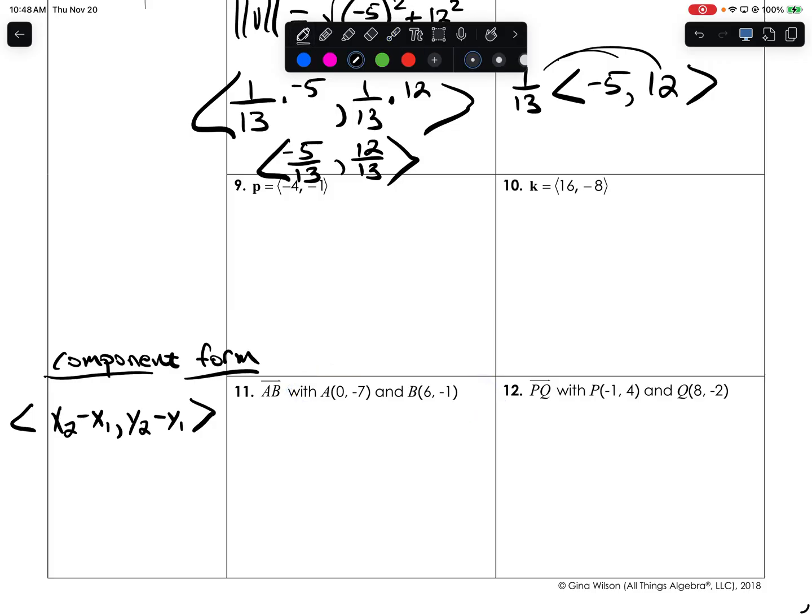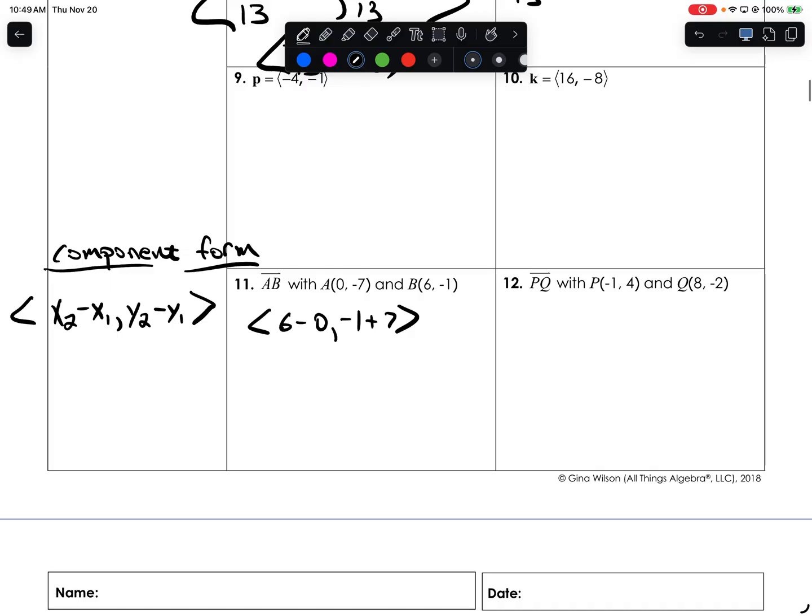So we have 6 minus 0, comma, -1 minus -7, so -1 plus 7. And then we get 6 comma 6. So we're just adding another layer of work to the problem by giving you 2 ordered pairs, right? So then I have to do what? So I'm doing square root of 6 squared plus 6 squared. And I get square root of 72.